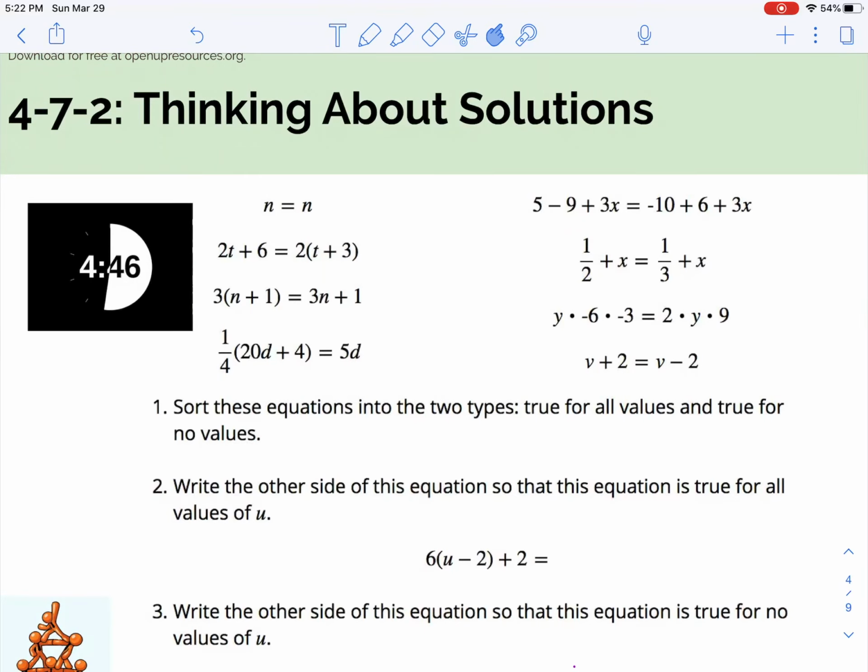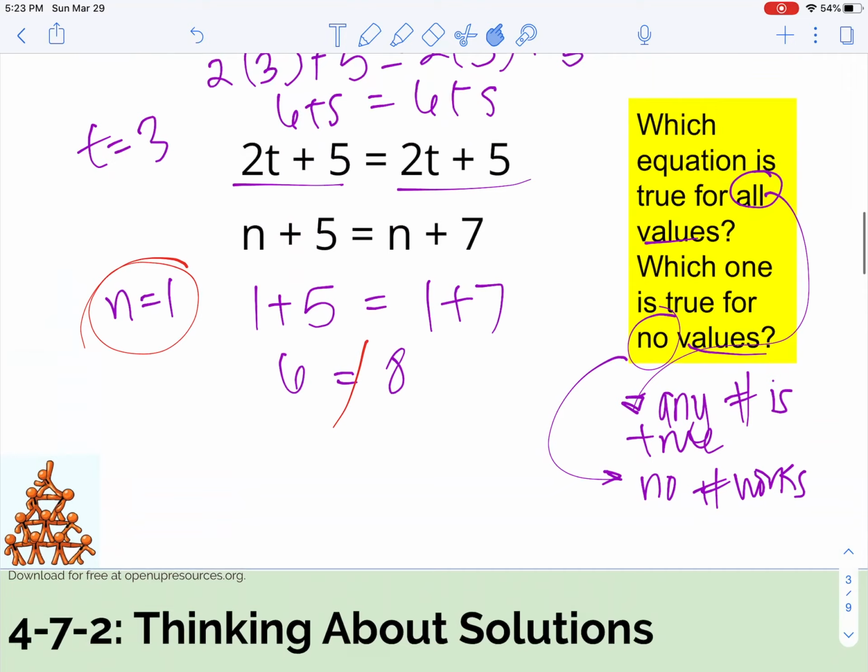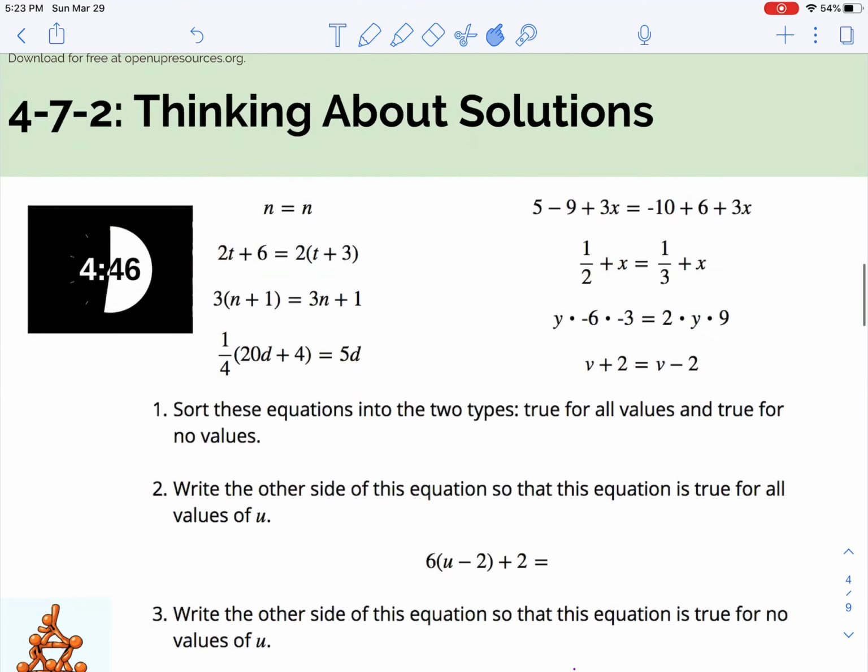So I wish I could say page numbers, but I don't have a book and I have no idea what page number this is, but we're somewhere in lesson 7 still, the second activity. They want you to sort the equations into 2 types, so true for all values and true for no values. So that's essentially exactly what we did up here, right? Except you've got like 8 different problems.